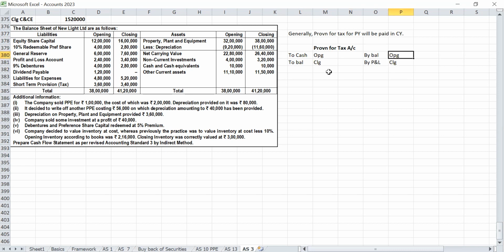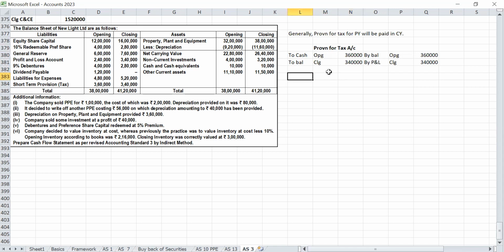So in this question, for provision for tax, 3,60,000 is the opening balance. That would have been paid during the year. 3,60,000 would have been paid during the year. And whatever closing balance is there, 3,40,000, that is provided from profit and loss account for the year. Okay, this is the general assumption.